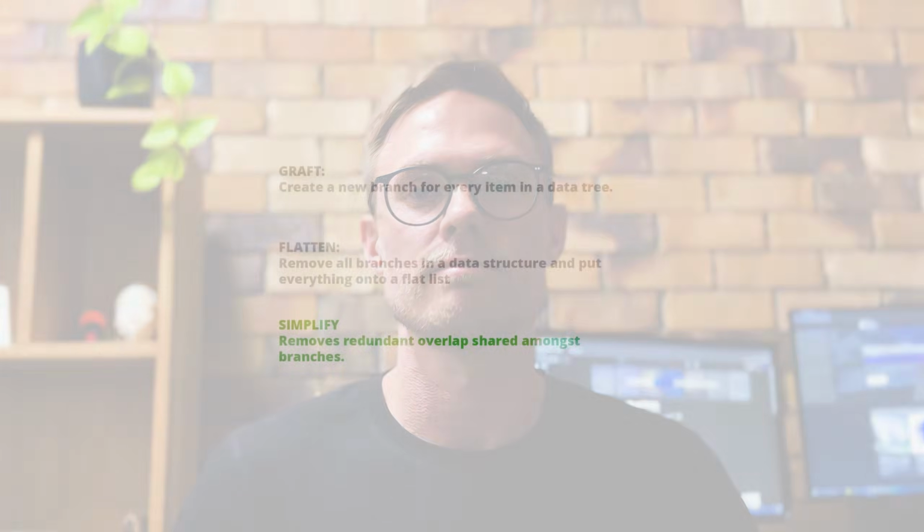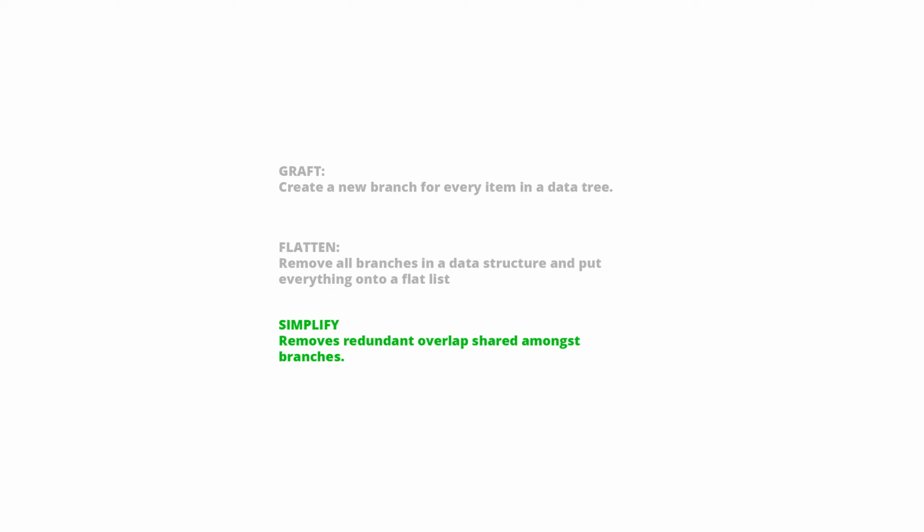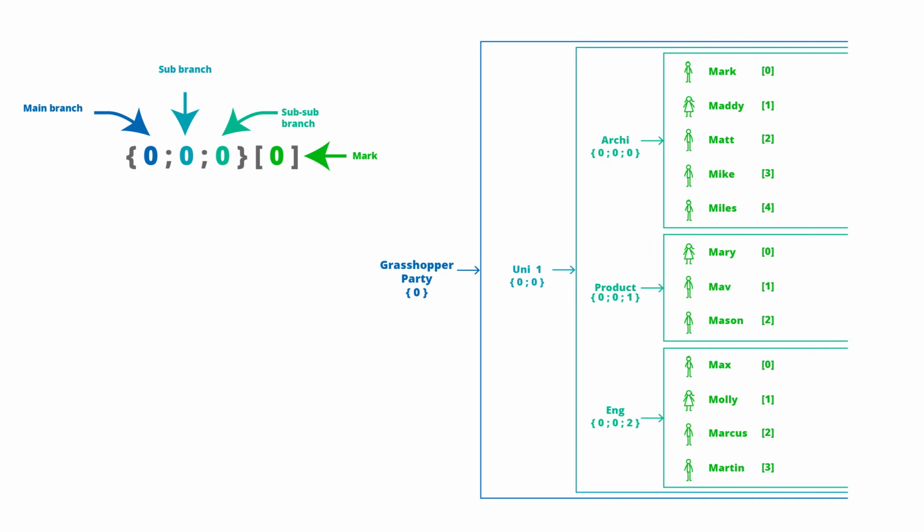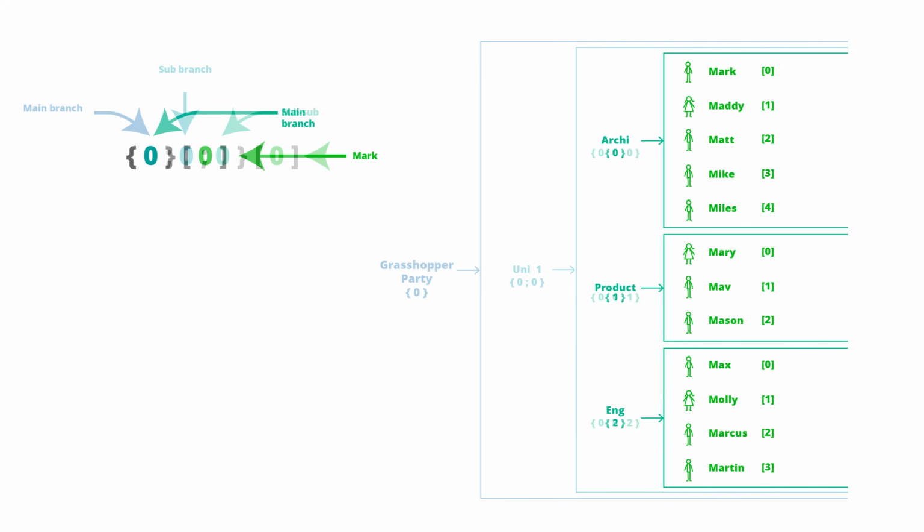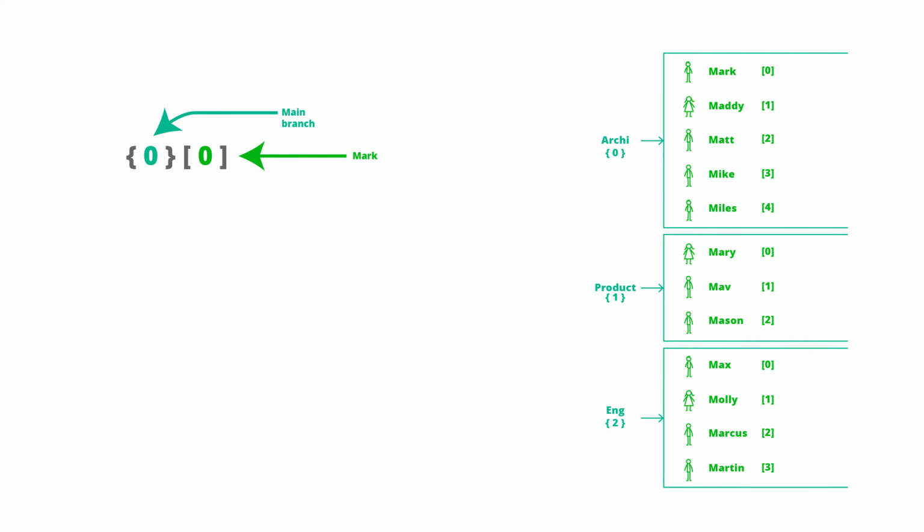Next, let's take a look at the Simplify tool in Grasshopper. Simplifying essentially removes redundant overlap shared amongst all branches. At our Grasshopper party, you would have noticed all these extra zeros in our data tree. Grasshopper adds these when our data transforms into something else, and these can grow out of control if we're not careful. Simplifying lets us remove all these overlapping redundant branches that contain these zeros. So it's like removing our partygoers from the Grasshopper party and just categorizing them into the degrees they're studying.